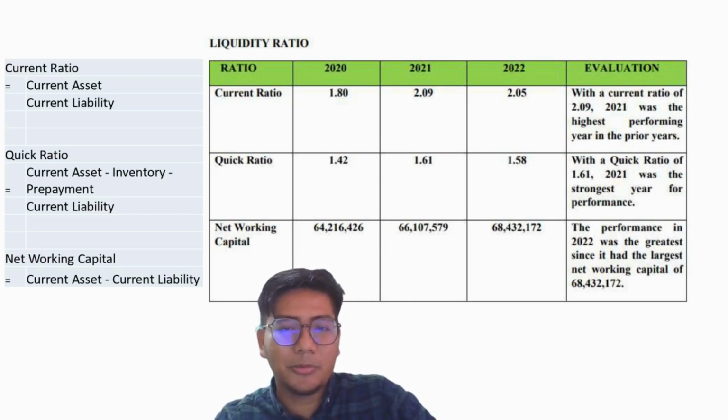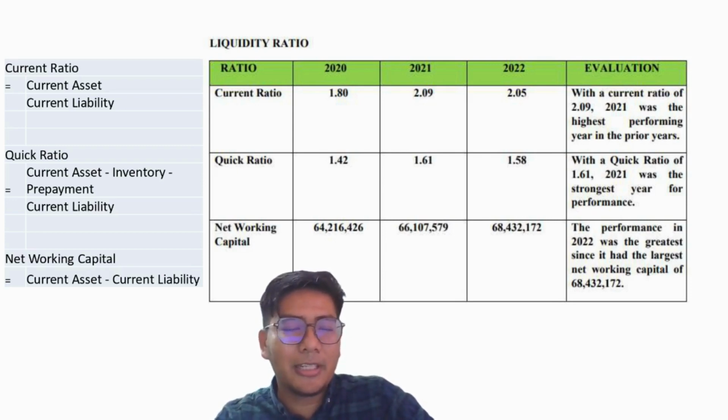Next is the quick ratio. It is also known as the acid test ratio. It's a more stringent measure of a company's liquidity. It excludes inventory from current assets since inventory may not be easily converted into cash. The quick ratio is calculated by dividing quick assets by current liabilities. A higher quick ratio indicates a stronger ability to meet short-term obligations without relying on inventory sales.